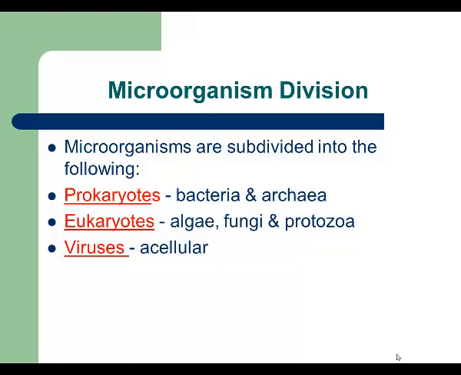The second group is called eukaryotes. Eukaryotes from Latin means true nucleus. Means microorganisms from this group have nucleus. And those are algae, fungi, and protozoa.